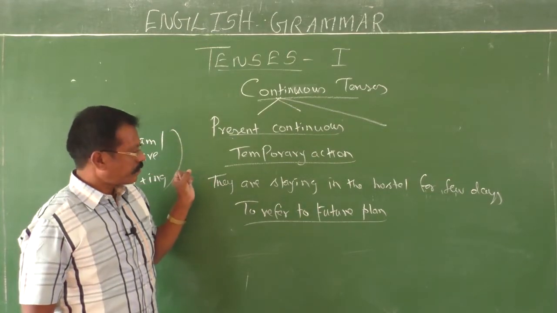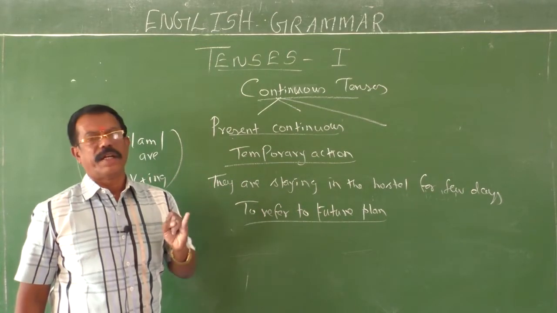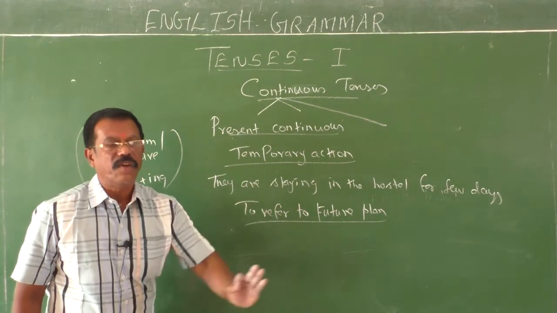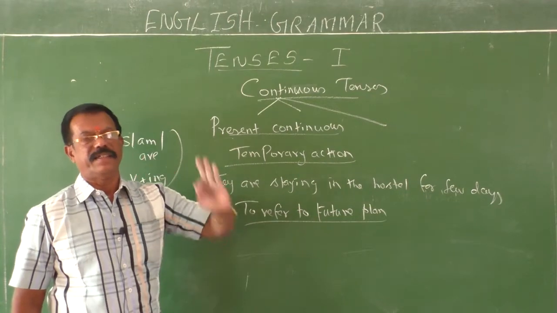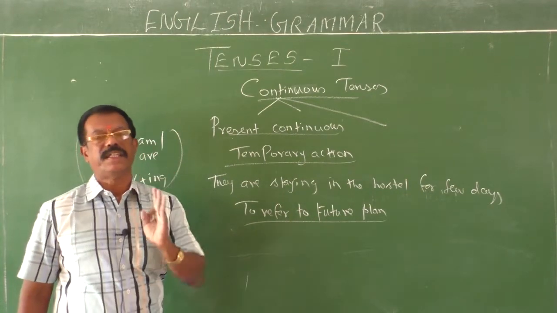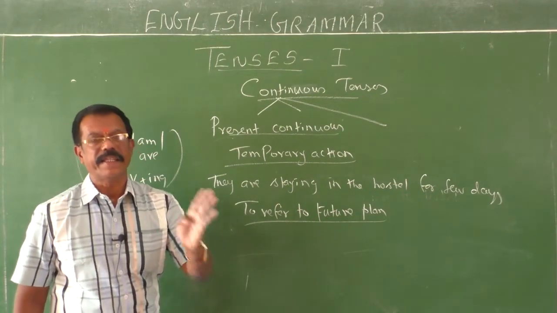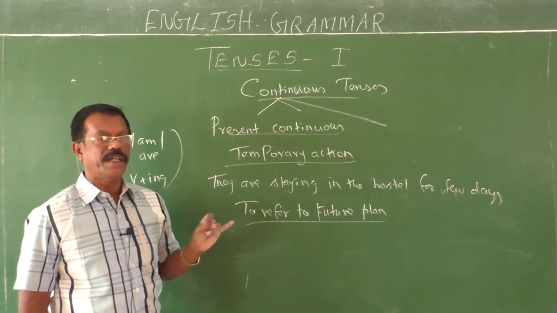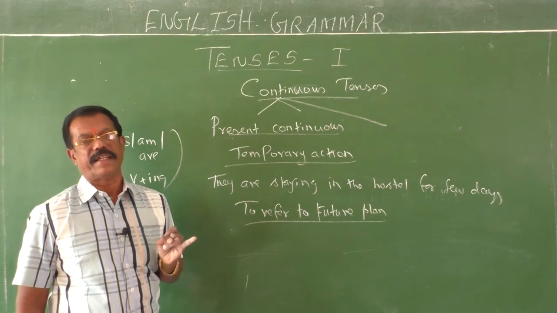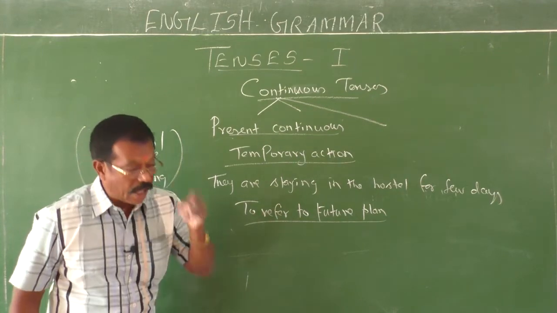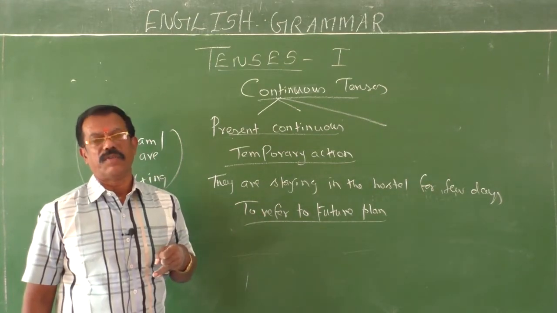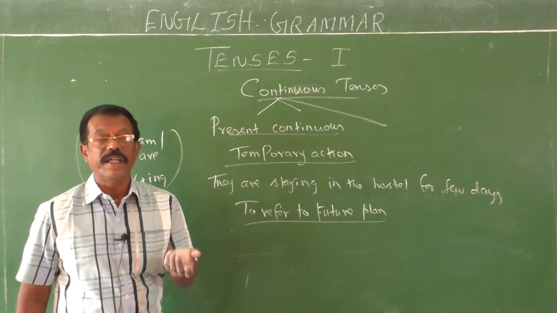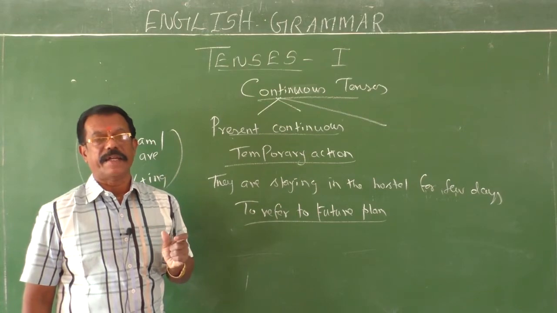I am reading a book now. He is drawing a picture now. She is eating and she is watching TV. They are all playing in the ground. Now what is she doing? Now she is cooking in the kitchen. What is he doing? Now he is playing in the playground. What is she doing? Now she is sleeping on the cot. What are they doing? Now they are watching TV programs.